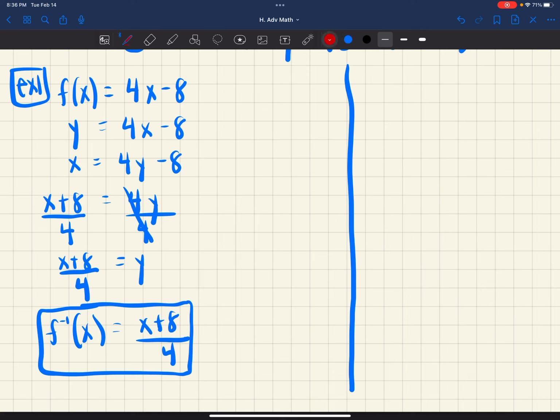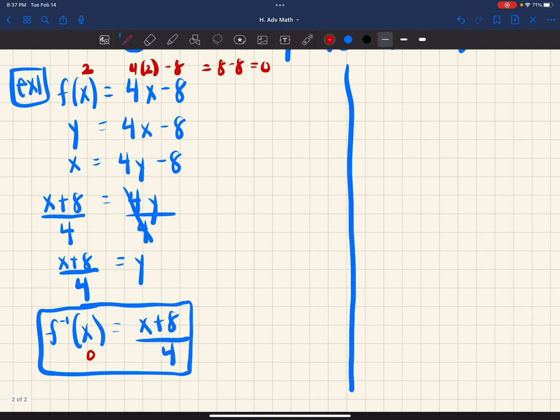Going back to the mapping, this tells me that my inputs and my outputs should be reversed. For example, if I were to input a value of 2 into my original function, this would be 4 times 2 minus 8, which simplifies down to 8 minus 8, which simplifies down to 0. So whenever I have an input of 2, my output is 0. In my inverse, those should be swapped. So whenever I have an input of 0, my output should be 2.